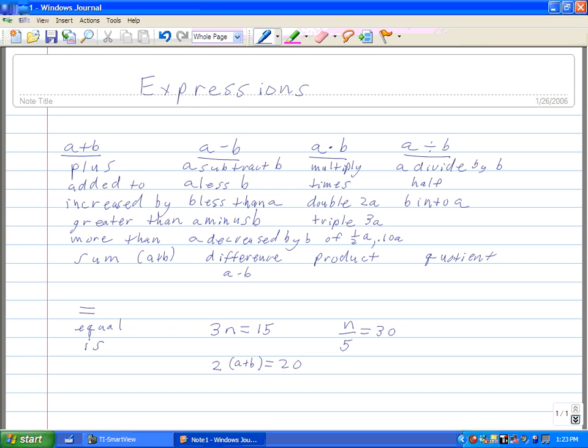So these are some of your more common vocabulary words and the way that they are used, so that you can write out your mathematical expressions or equations using the correct notation.